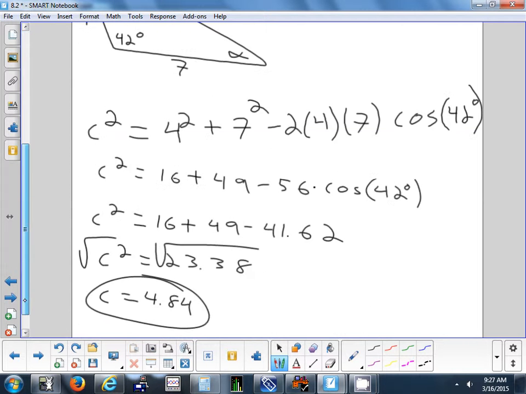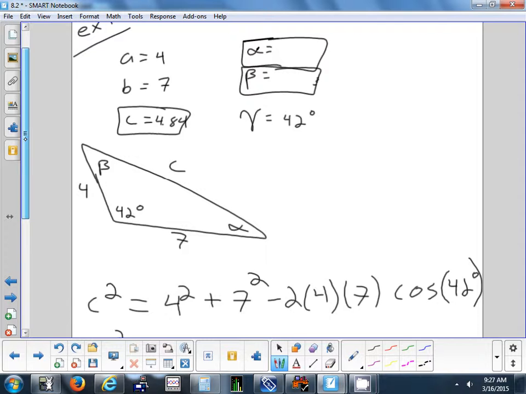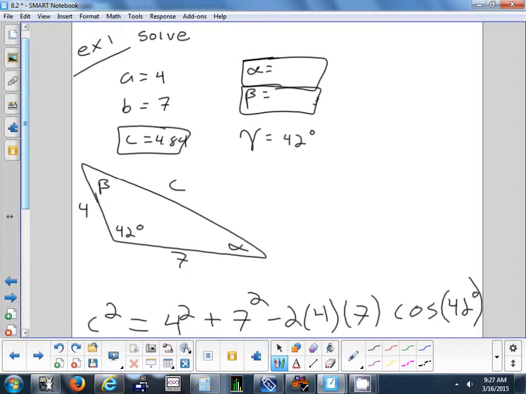Okay. Any question on that? All right, so law of cosines, very clean, very easy to use formula. You just have to make sure you follow order of operations, and that'll become more important in the next one too. All right, so now we know c. Okay, this side is 4.84.